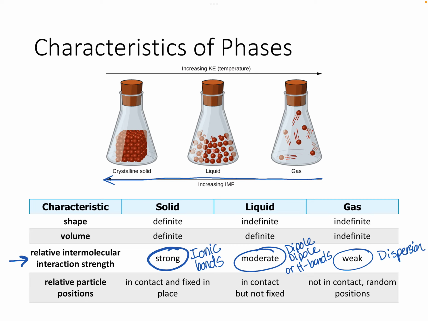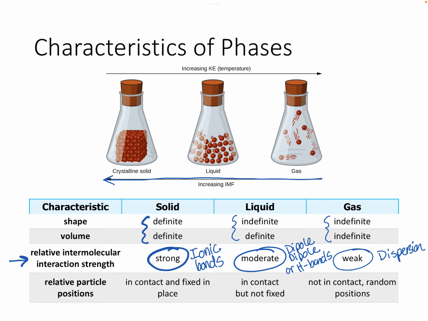All right, now this is also going to give us the reason why we have a definite shape and a definite volume for solids, because everything's held very tightly together. And then we have an indefinite shape and definite volume for liquids. So the liquid molecules are very attracted to each other, but they can still move around. And then for gases, we have both an indefinite shape and indefinite volume, because they have such weak forces between the molecules that they're just going to roam around and do their own thing. They're not really held together.